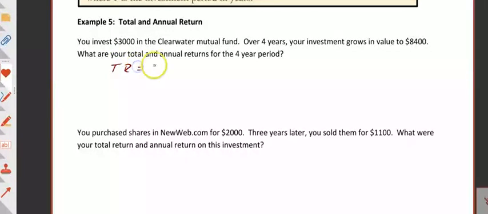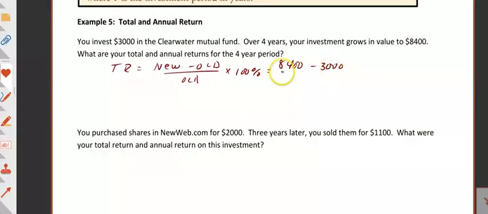So from the formula, the total return is basically the new value minus the old divided by the old times 100%. And the new value is the $8,400. The old value is the $3,000. That's the part you invested, divided by $3,000. And then just multiply that by 100%, and this will tell you in total you earned this percentage. Your investment increased by this percent. So find that number.